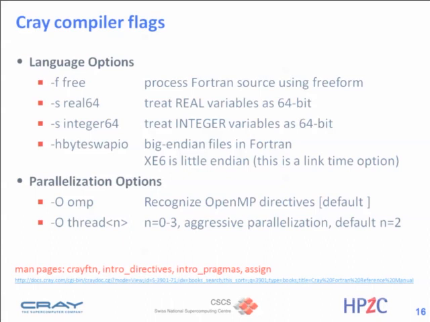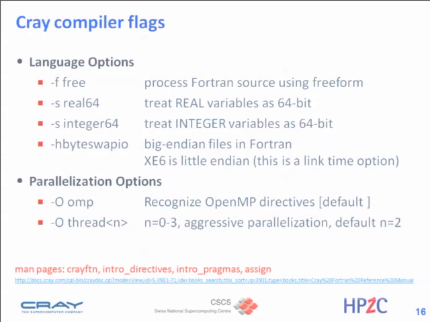Then you have the parallelization options. By default, it recognizes the OpenMP directives. So the option is -h omp, and by default, it's enabled. If you don't want OpenMP to happen, you have to specify -h noomp.